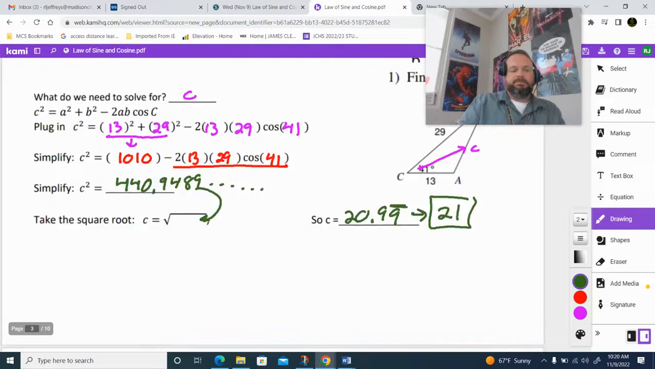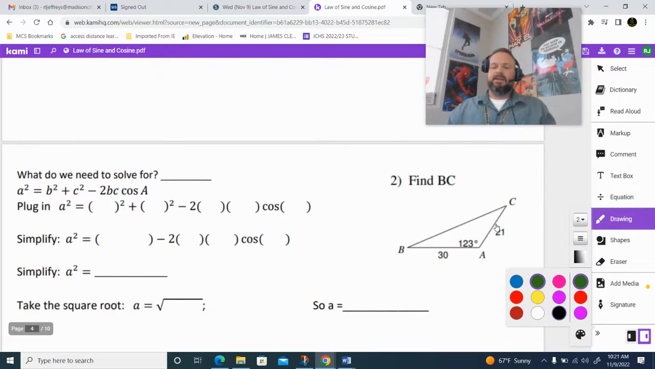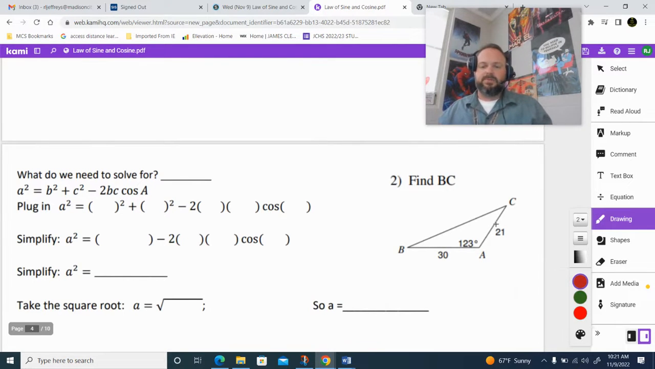Let's look at number 2. Okay. Now, we're looking for this right here. So this is little a. Look, I'm given 2 sides and an angle between them. That tells me I'm going to use the law of cosines. I can't use the law of sines because I don't have this angle over here, this angle over here. Okay. Now, so I'm looking for little a or BC. Okay. So it's kind of the same process.